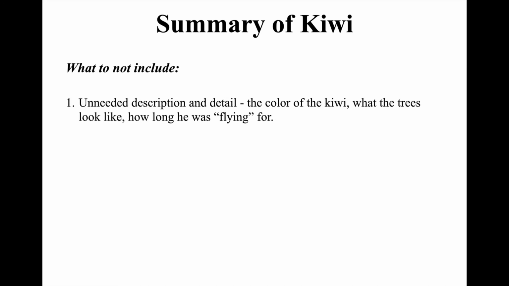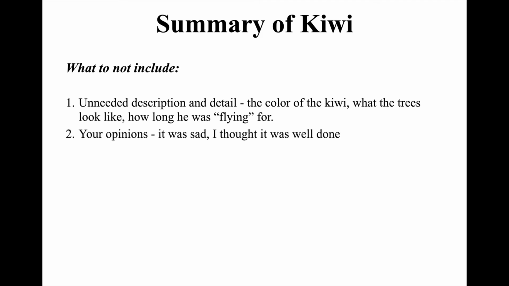So what would have made this bad? What would have made this not a proper summary? Unneeded description in detail, right? If we had the color of the kiwi, what the trees looked like, how long he was flying, things like that. Details that aren't important to what's happening in it.